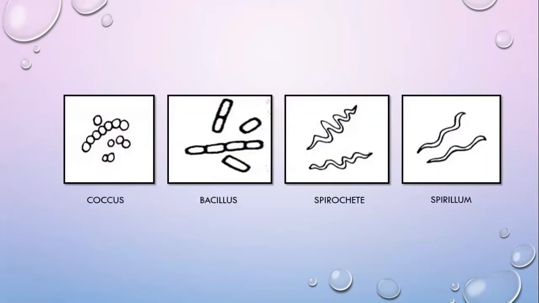This is an example of the shapes of bacteria such as coccus, bacillus. Bacillus is a rod shape as you can see here. Spiral shape and spirillum. Spiral shape is more flexible compared to spirillum in terms of motility, in which the spiral shape can move in a gel-like environment.